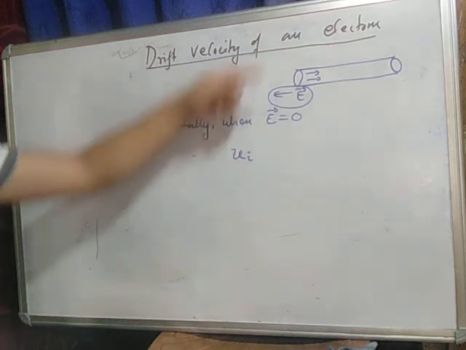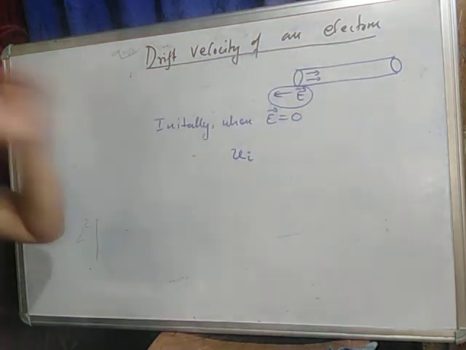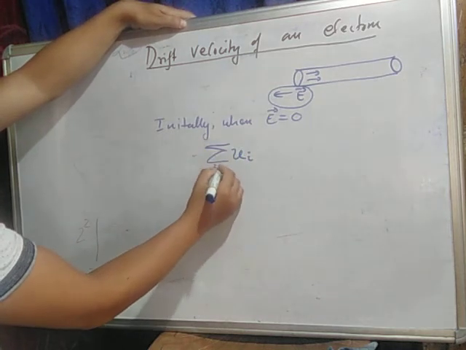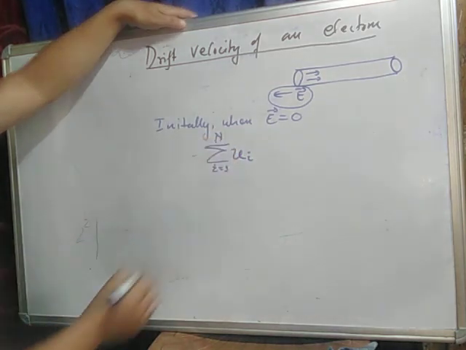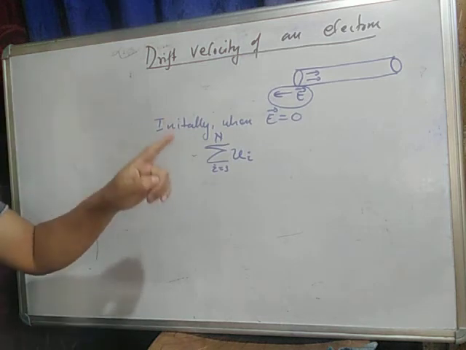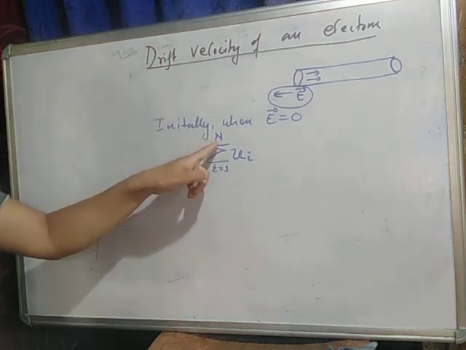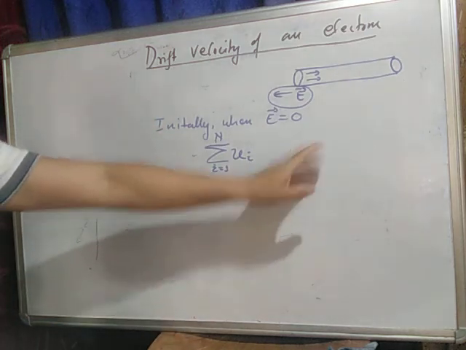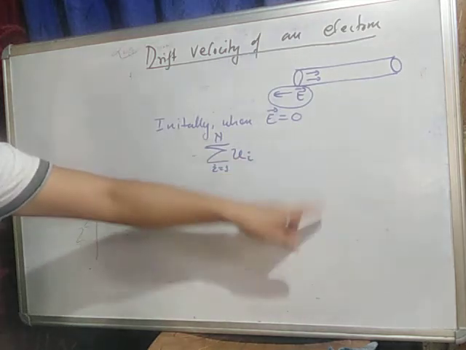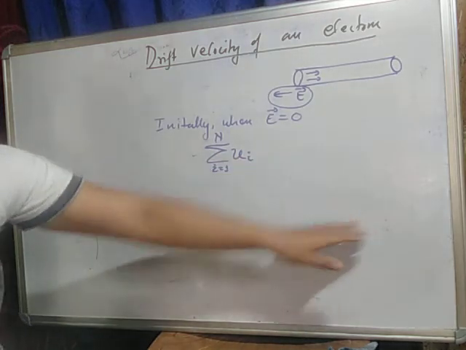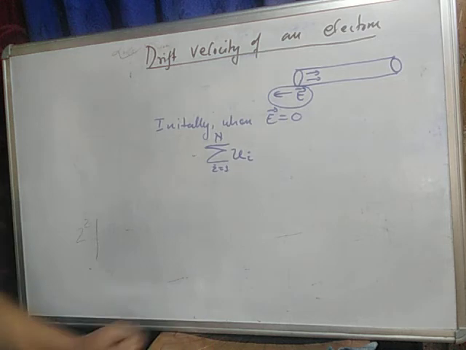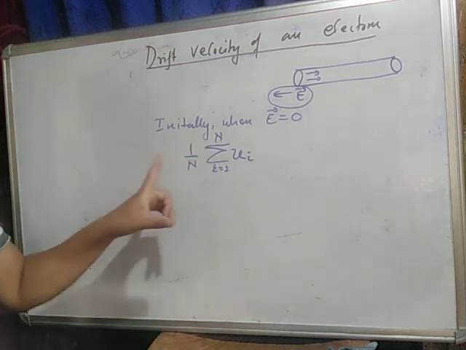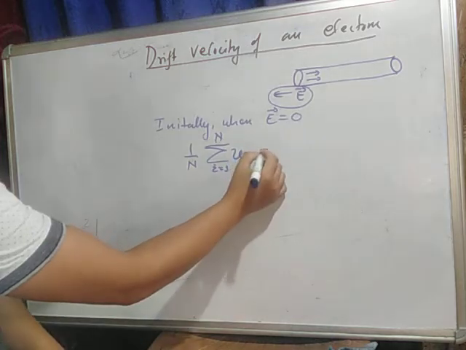So many electrons are there in a conductor, so you have to take the summation of u_i, where i equals 1 to n, natural numbers. And for the average you divide by the number of electrons, the number of terms you added. When we calculate an average, we add everything and divide by how many numbers we added. So 1 by n, hope you understood this from mathematics.